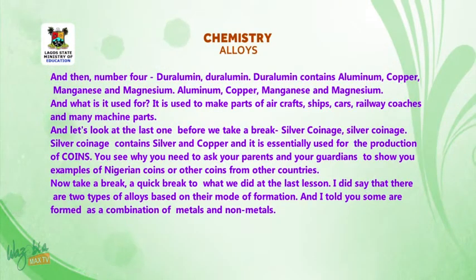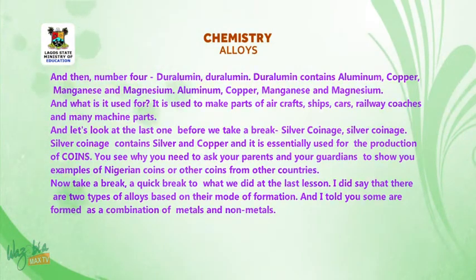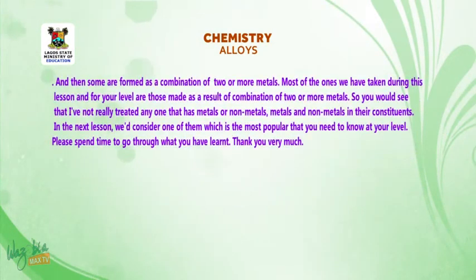Now, taking a quick break to what we did at the last lesson, I did say that there are 2 types of alloys based on their mode of formation, and I told you some are formed as a combination of metals and non-metals, and then some are formed as a combination of 2 or more metals. Most of the ones we are taking during this lesson and for your level are those made as a result of combination of two or more metals.